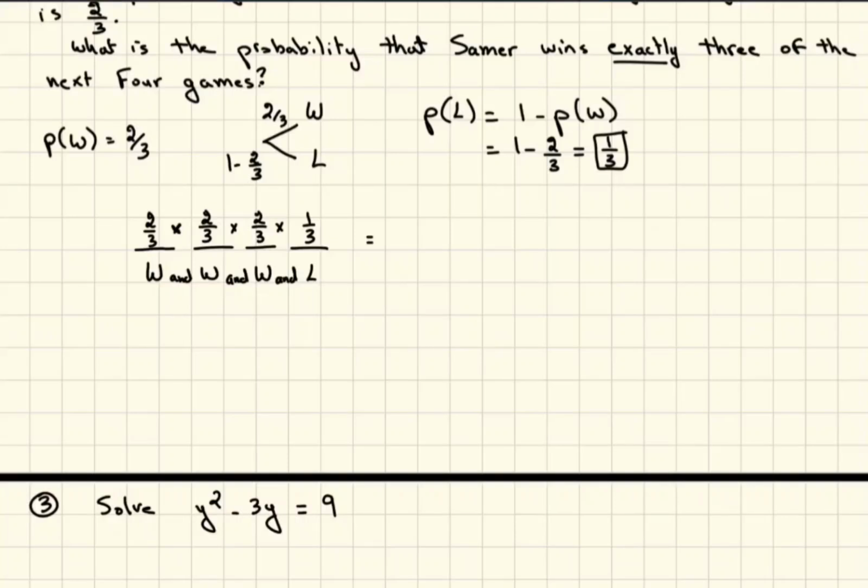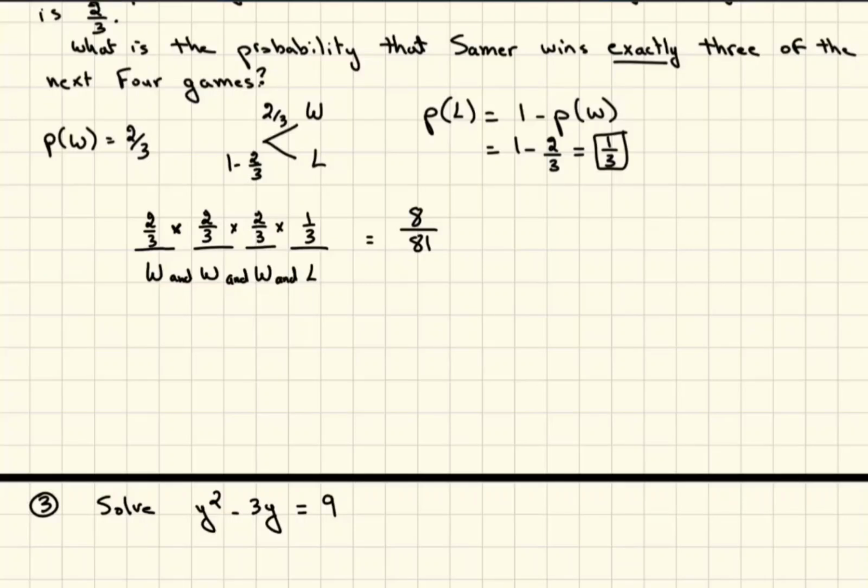Alright, when I do this, 2 times 2 times 2 times 1, we're gonna get 8. And down, 3 times 3 times 3 times 3 will be 81. However, this is not our final answer. Why is that? The idea is, out of the 4 games, he must win exactly 3.